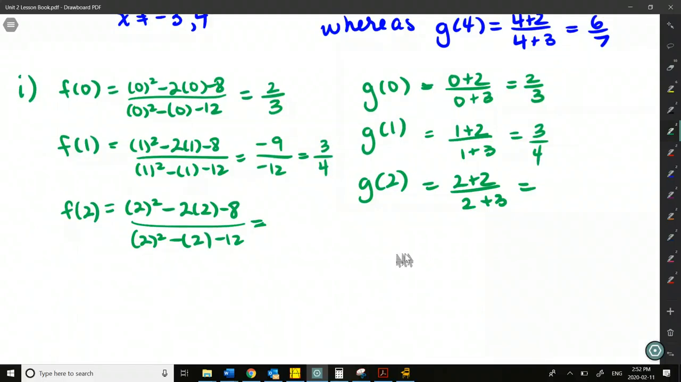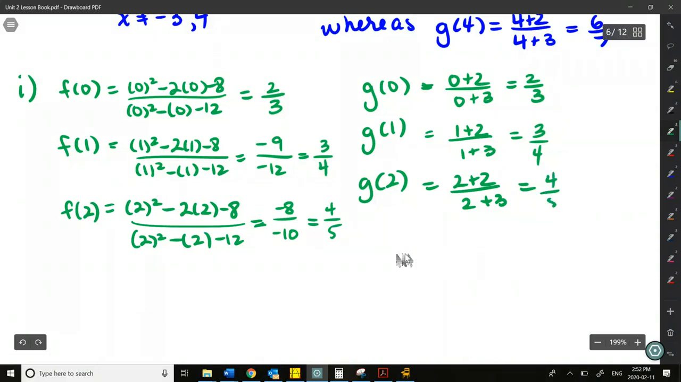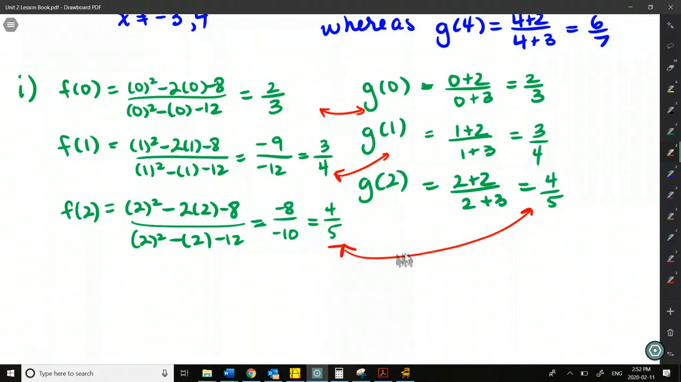These are equivalent. And then 4 minus 8, that's just negative 8. 4 minus 2 is 2, minus 12 is negative 10. So we're getting 4 over 5 here. And then same thing over here, we get 4 over 5. So we'll notice again that each of these has a match on each side. Okay, so we could be pretty confident.